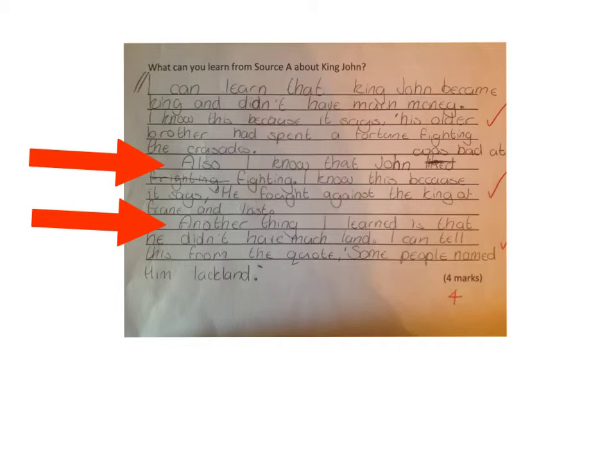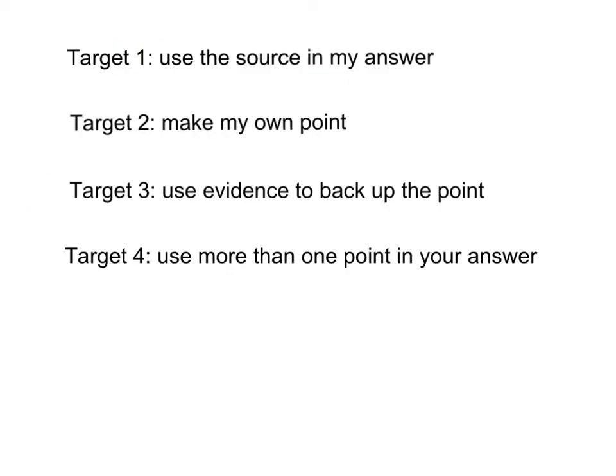As shown in this example, the person has clearly made more than one point. In fact, they've made 3. They've made 1, 2, 3. What they've done well, especially in that last third point, is they said, another thing I've learned. That makes it clear when the person's marking it that they've made more than one point. Have you done that? If not, your target can be make more than 1 point.